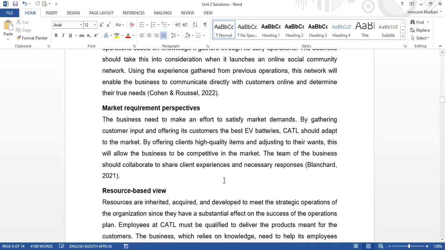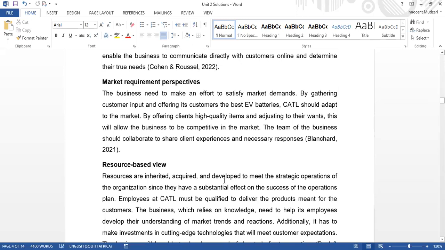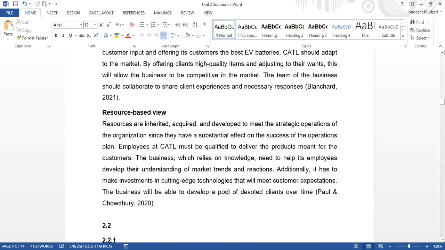And then we have the market requirement perspective, which is the third one. So the business needs to make an effort to satisfy market demands. By gathering customer input and offering its customers the best EV batteries, CATL should adapt to the market. By offering clients high quality items and adjusting to their wants, this will allow the business to be competitive in the market. And then the last perspective that you should write about is the resource-based view perspective.